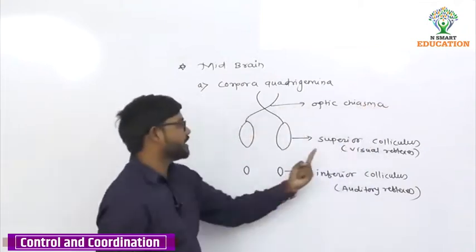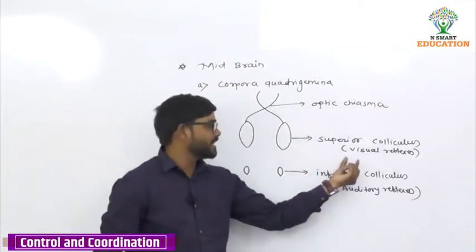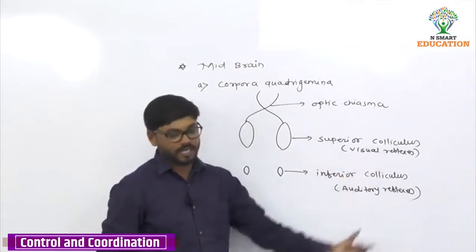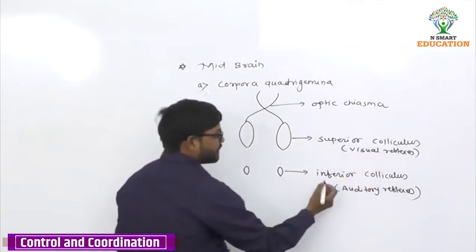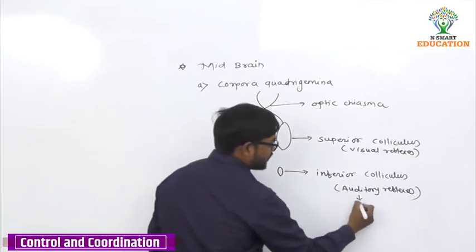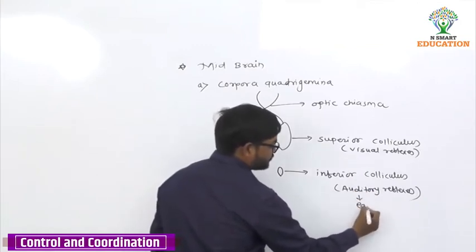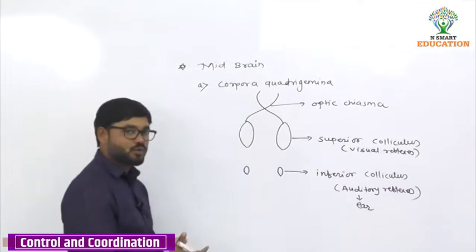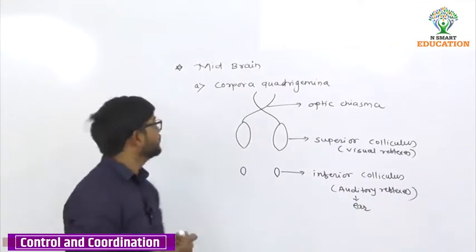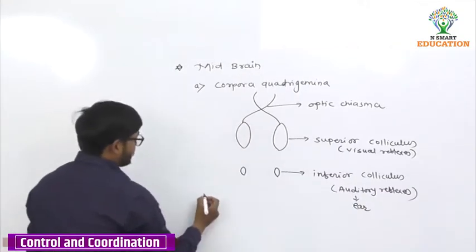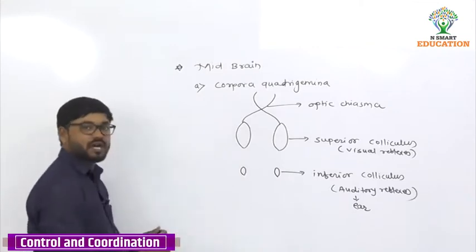So that means superior colliculus is related with the visual reflex, okay. Also particularly inferior colliculus, that means particularly you know about the ear. Auditory है तो sound आएगा, okay. Now about the cerebral peduncles, you know about the crura cerebri, okay.